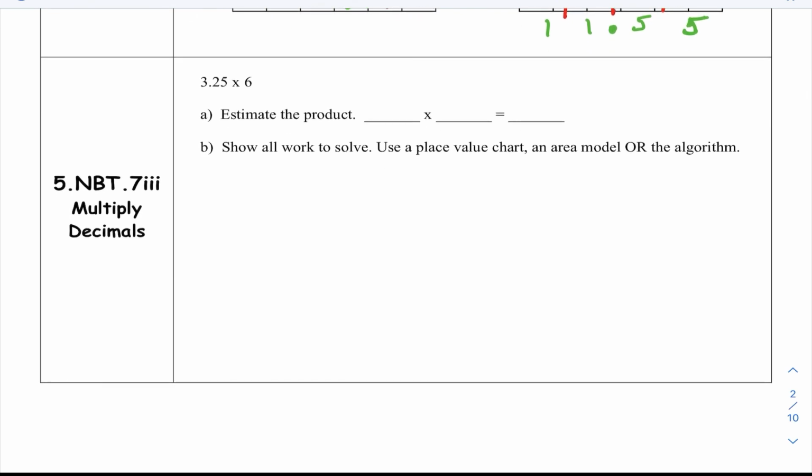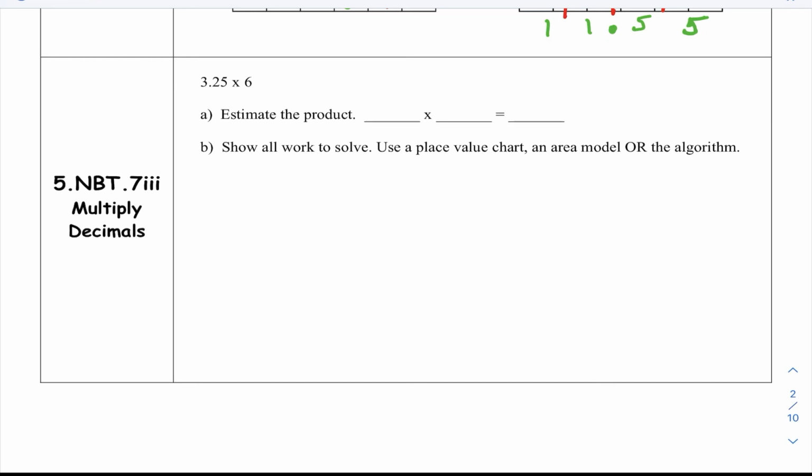Multiply decimals. So we have 3 and 25 hundredths multiplied by 6. Now, I have 2 steps. The first thing they want me to do is estimate the product. So I'm going to estimate these. Generally, what I'd like to do is take them to the nearest whole number because it gives me a nice quick estimate.